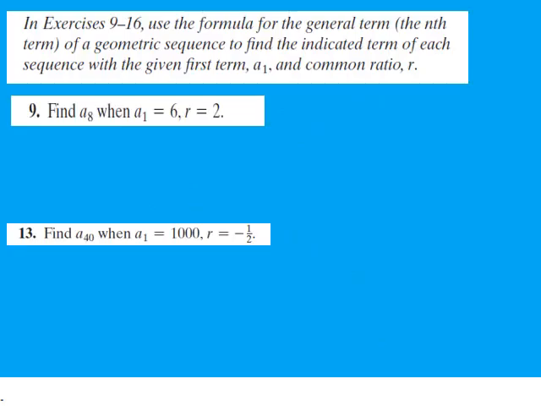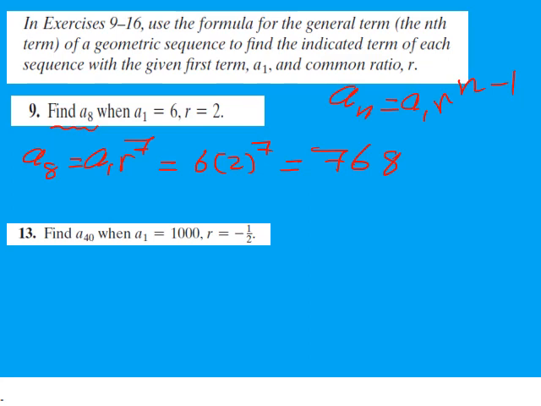Another exercise, 10.3. Find a8. I want to find the 8th term of a geometric sequence whose first term is 6 and r is equal to 2. Don't forget that the general term is equal to a1 r to the power of n minus 1. So if I want to find a8 directly, I can write it as a1 r to the power of 7. So it's equal to 6 multiplied by 2 to the power of 7, which is equal to 768.